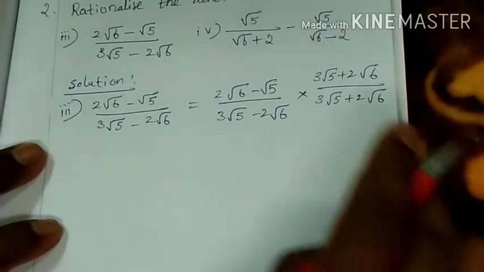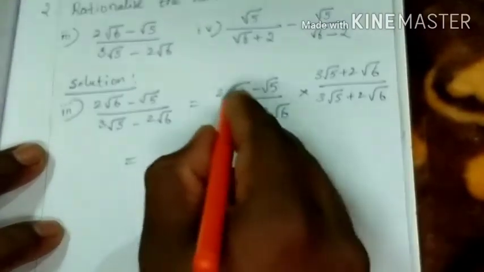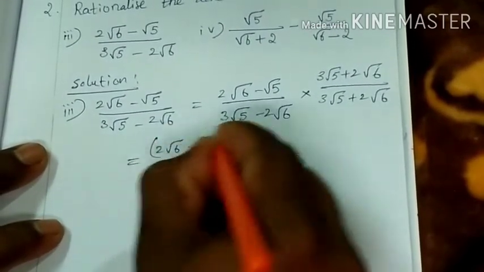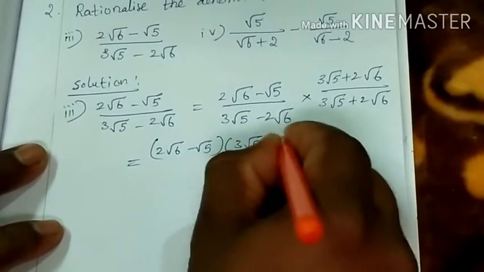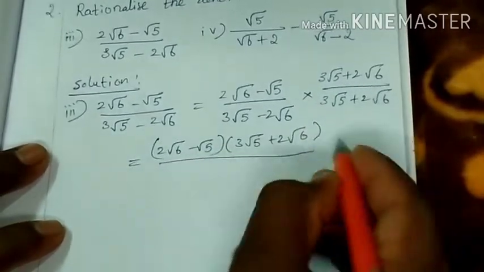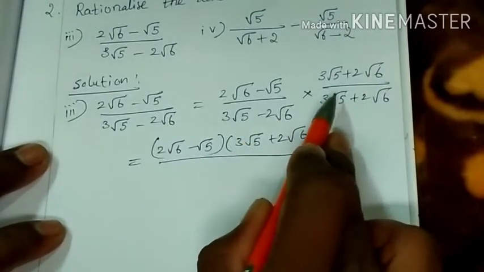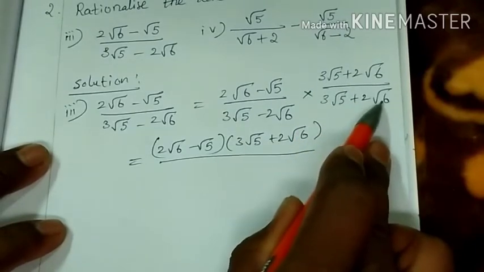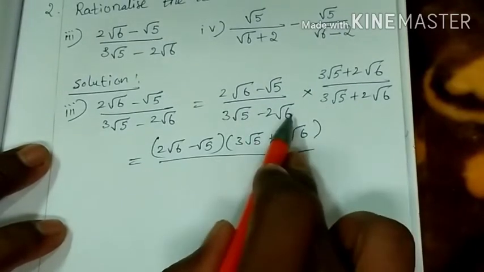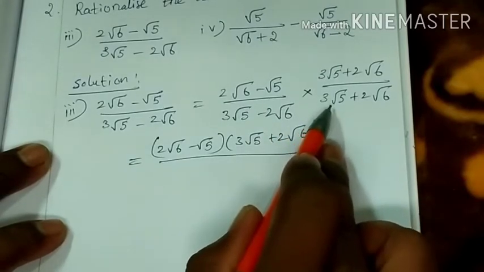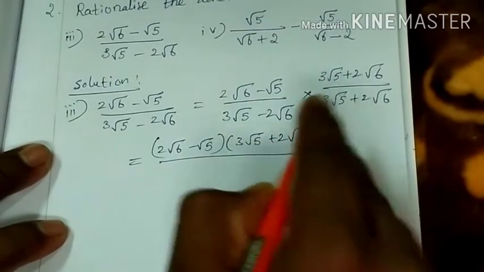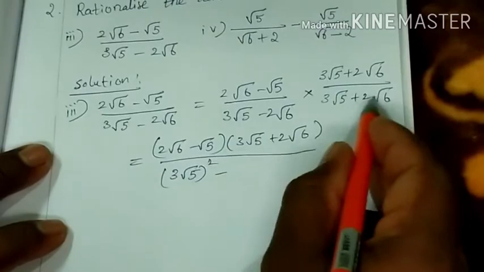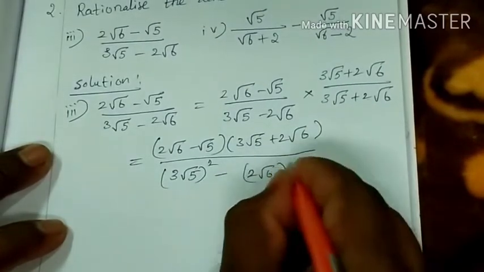This is the conjugate factor, which is equal to, multiplying the numerator with numerator, (2√6 − √5) into (3√5 + 2√6), divided by, consider both the denominators: this is (a + b)(a − b). Here a is 3√5, b is 2√6. What is the algebraic formula? (a + b)(a − b) is equal to a² − b². This is already known. So here a is 3√5, the a² − b², b is 2√6, 2√6 the whole squared.